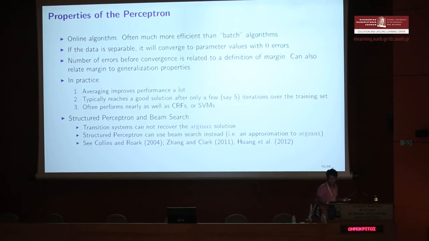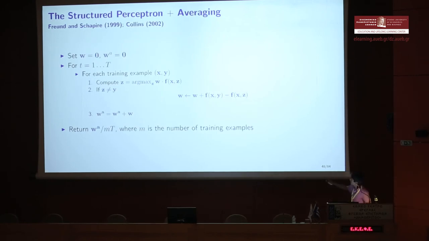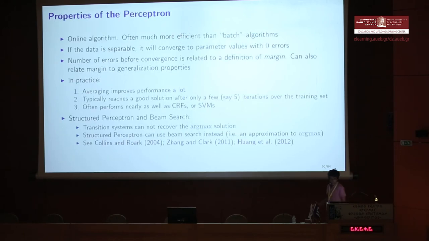Also, if we use the average, you can relate that to notions of margin. That is good. So this was training error. It's not super interesting. It means that it converges, but it's training error. What is important in learning is the generalization, right? And margin can be related to generalization. So for the average perceptron, there's a very nice paper by Freund and Schapire. They discussed the averaging trick. And it's not just a trick, there's a whole theory behind it. So there are properties that make it generalize.